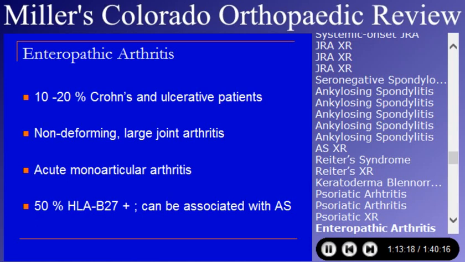Familiarity so that you recognize it is important because you may be asked to see people with painful swollen joints, and in your history find out they have Crohn's disease, and you may be more likely to recognize that than the standard family practitioner is. 50% are HLA-B27 positive.